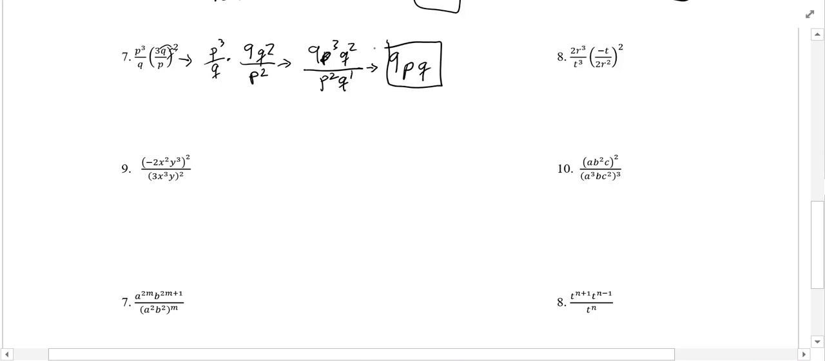All right, so for number 8, remember you have to apply the squared to everything inside the parentheses, including this negative here. So why don't you pause the video and you try this one.